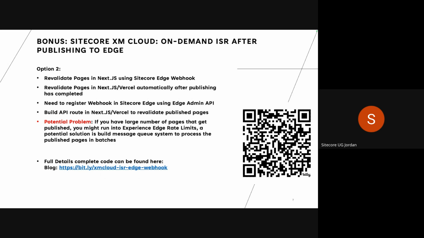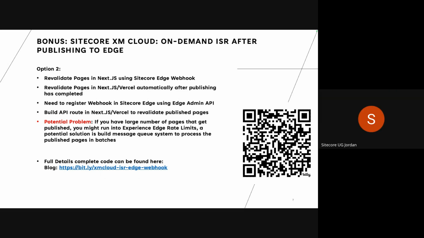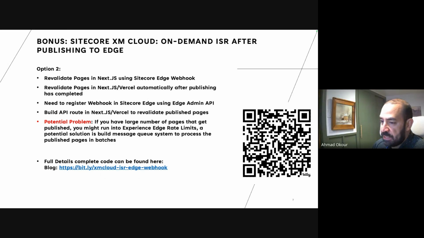Can you repeat the limit for the publishing? It's 80 requests per minute, so it's not that much. Yeah, I agree. Not per second, it's per minute. So yes. Thank you. Yeah, this is why Sitecore says you have to have ISR or static site generation in your Next.js, because if you don't have that, you're probably going to run into rate limits.